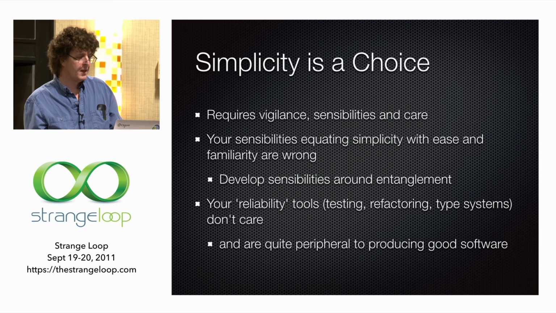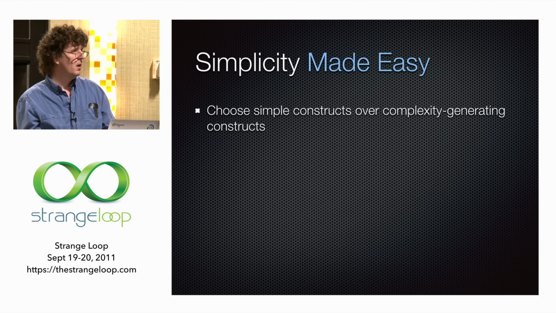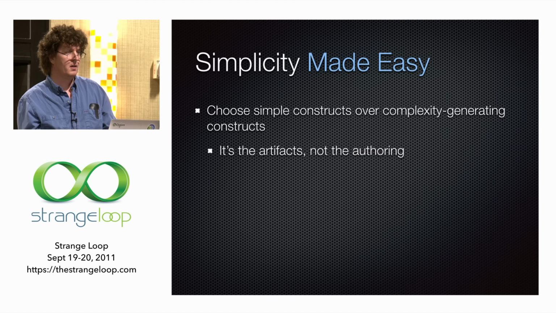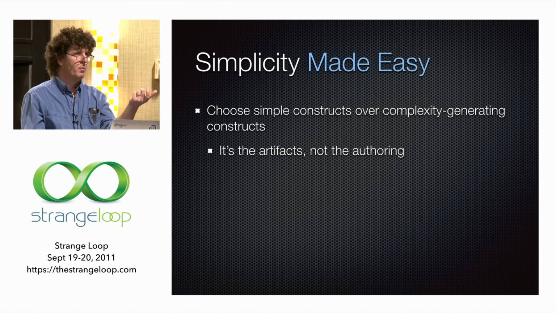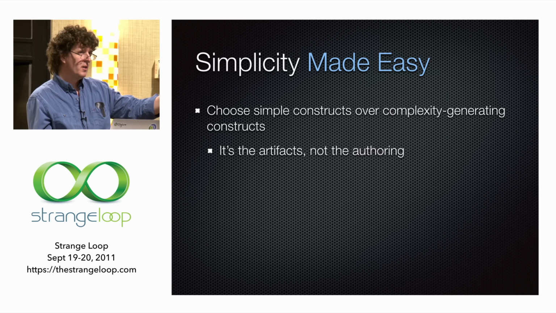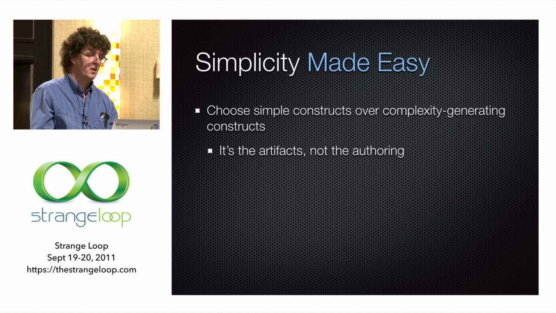So, how do we make simplicity easy? We're going to choose constructs with simpler artifacts, and avoid constructs that have complex artifacts. It's the artifacts. It's not the authoring. As soon as you get in an argument with somebody about, oh, we should be using whatever, get that sorted out. Because however they feel about the shape of the code they type in is independent from this, and this is the thing you have to live with.